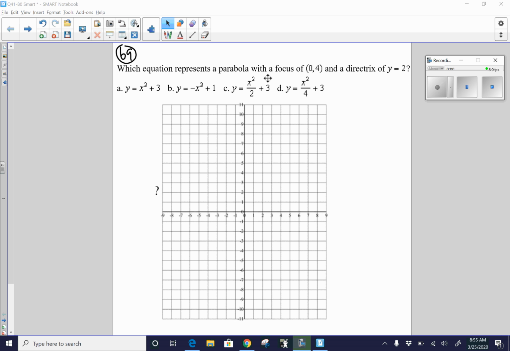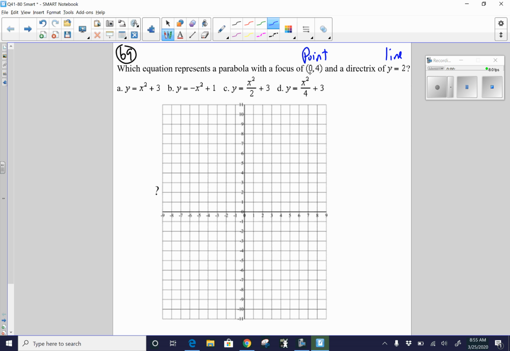All right. So the question says we're looking for an equation of a parabola with a focus. Remember, a focus is a point. So this right here is a point, and directrix is a line. Okay, so focus is a point, directrix is a line.